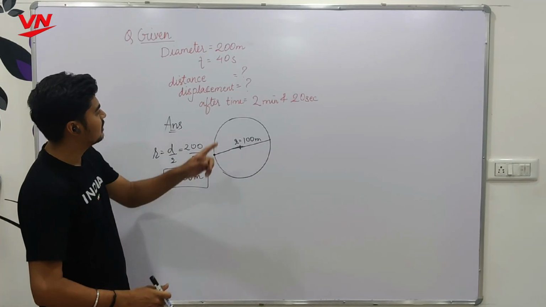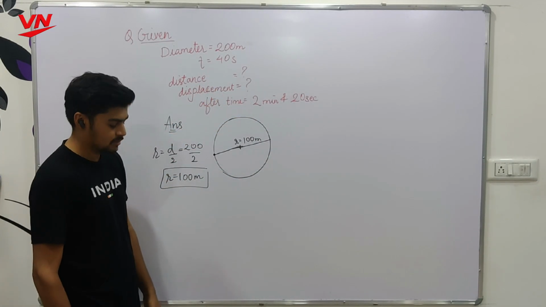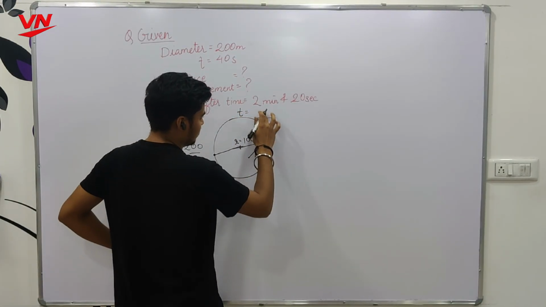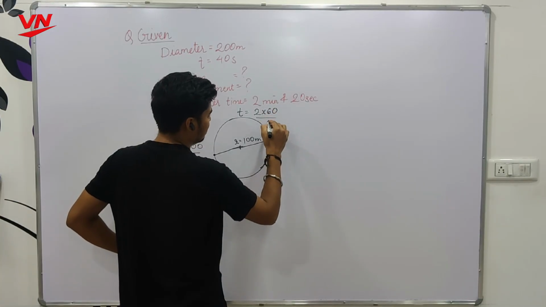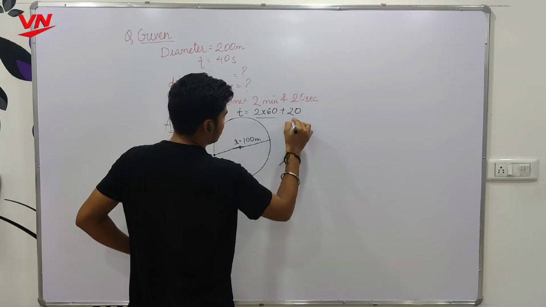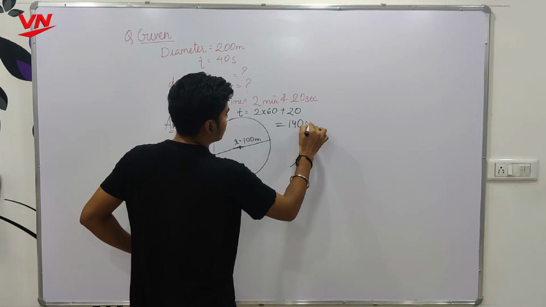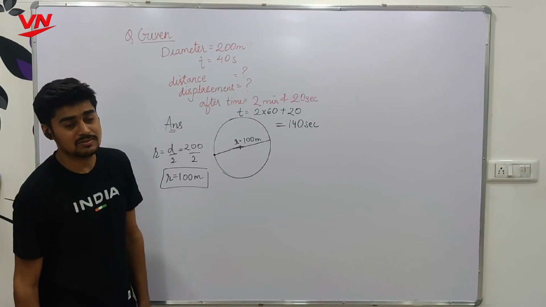Now as it says, we have to calculate the distance and displacement after time 2 minutes and 20 seconds. Basically we will convert this time totally into seconds. 2 minutes will be converted into seconds, so we have to multiply it with 60, as 1 minute is equal to 60 seconds, plus 20. What will I get? 6 twos are 120 plus 20, 140 seconds. So 140 सेकंड के बाद where will be the object, we have to find first.